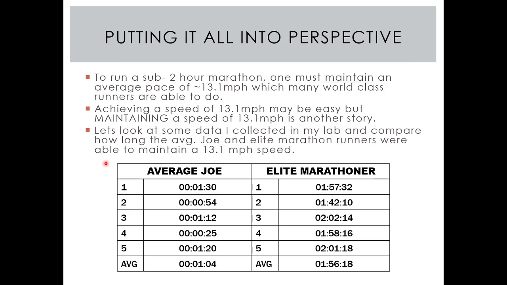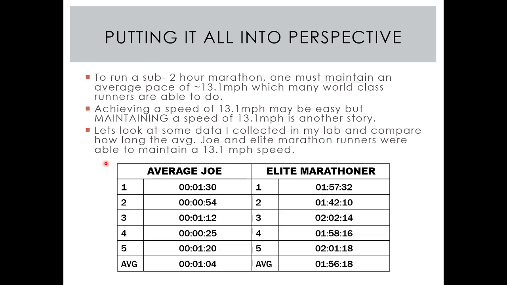Now, to better understand the practical implications of improved aerobic power, more specifically improved anaerobic threshold, I want to present some experimental data here that I collected on elite marathoners and also recreationally active individuals, the average Joe, if you will. Now, the test we had both of these groups undergo was a 13.1 mile per hour run to failure treadmill test, and this test involved just what the description implies.